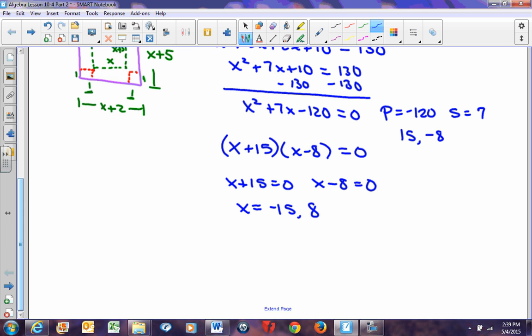Now let's think about this for a minute. Can I actually have a length that is a negative number? No, I cannot. This is where checking your answer might be a really good idea.